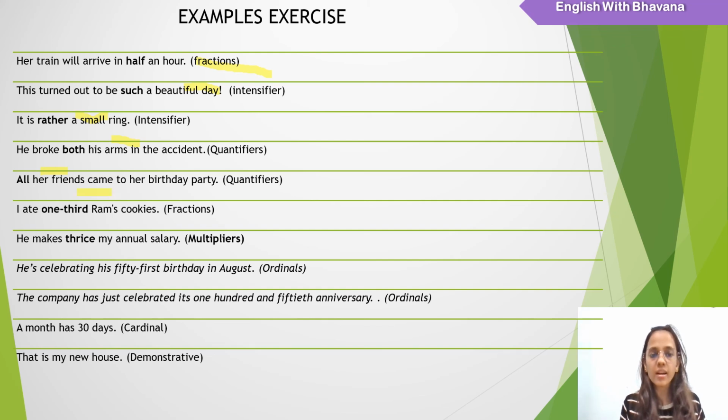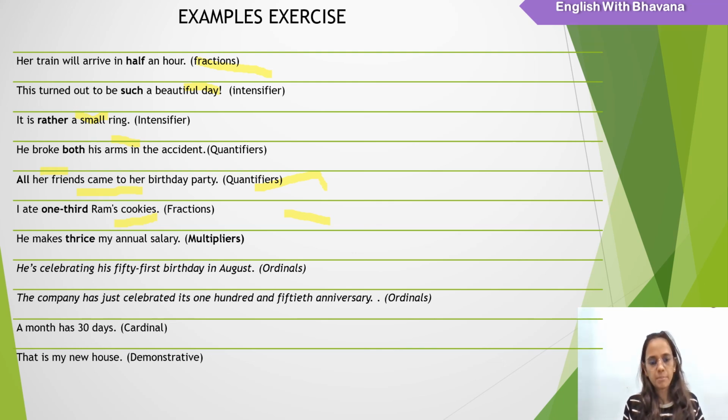I ate one third of Ram's cookies. Okay, so what is it? One third is a fraction. He makes thrice my annual salary. Thrice is what? Multiplier. Twice, thrice, this way. He's celebrating his 51st birthday in August. Ordinals. मैंने आपसे कहा था ना, 51st, first, second, these all are what? Normally ordinals में क्या होता है ना, th होता है, 14th, 15th, okay, 16th, 17th, this way.